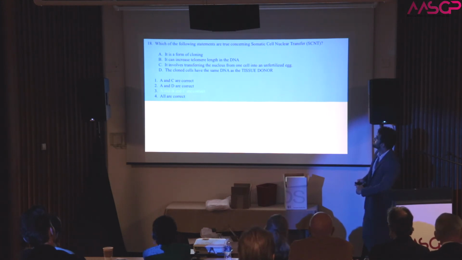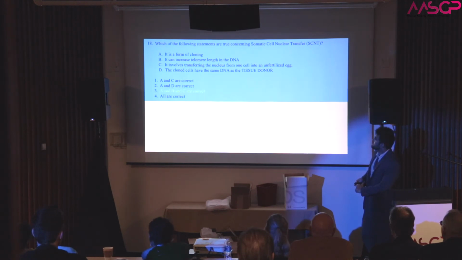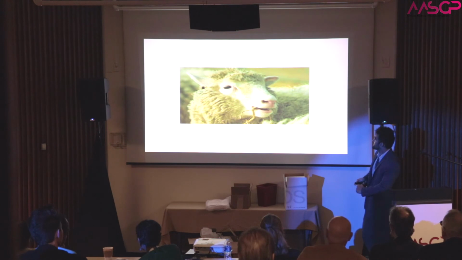Which of the following statements concerning somatic cell nuclear transfer? We know that somatic cell nuclear transfer is putting the DNA of one cell into another, an empty egg. So it is a form of cloning. It can increase telomere length in the DNA. It's transferring the nucleus from one cell to a fertilized egg, and then answer D is incorrect. The cells have the same DNA as the original nucleus, not of the thing you're inserting into. So yeah, it's the pathway, and we know Dolly the sheep is how that was made.